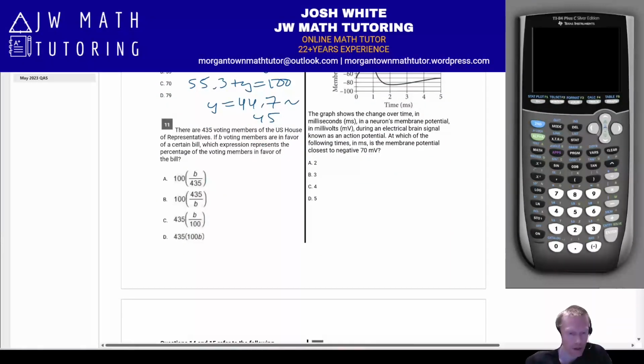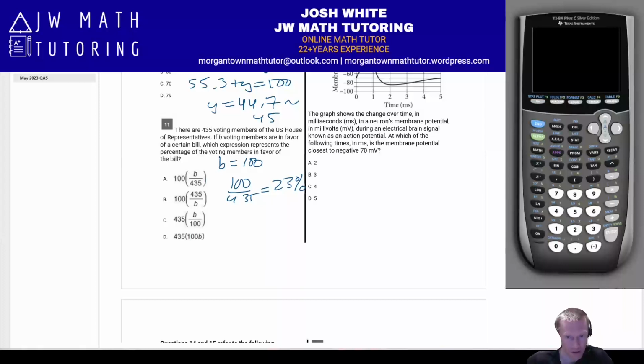All right, below that, problem number 11. There are multiple ways you could do this. First I'll show picking numbers. Let's say there were 100 members of the House of Representatives that are in favor of the bill. So I'm going to let B equal 100. To figure out what percentage of members are in favor of the bill, we just take 100 divided by 435, and that comes out to 23%.